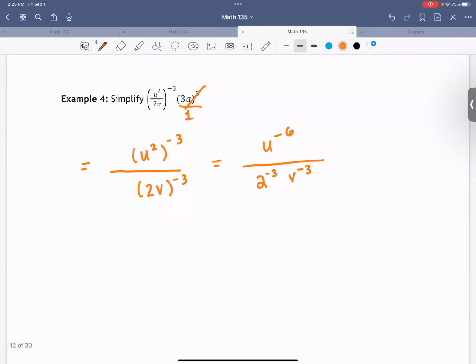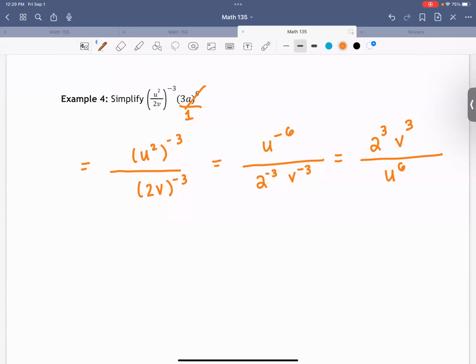So let's keep going. How do I make the negatives turn into positives? Flip them, right? So the 2 to the -3 goes on top and it'd be 2 to the +3. The v to the -3 will go on top and be v to the +3. And then the u does the same thing, but it goes to the bottom and it turns positive. Okay. Does everyone see how I did that?